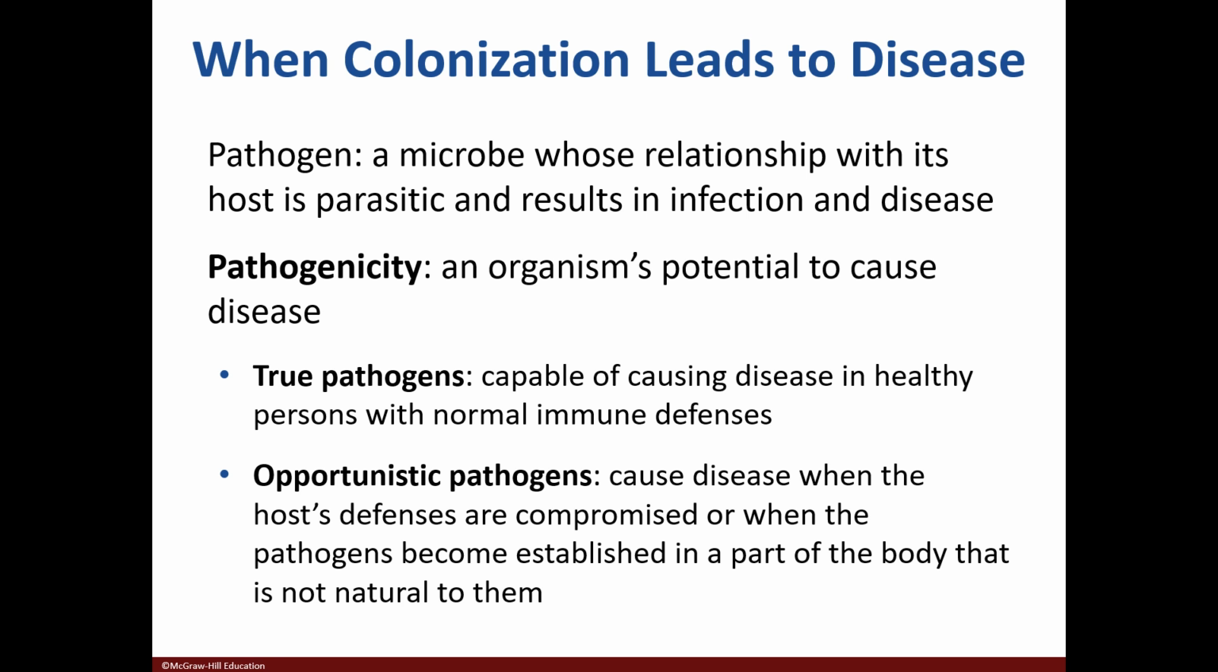A pathogen is a microbe that takes on a parasitic role and causes infection and disease. Pathogenicity is the ability of a microbe to cause disease. A true pathogen can cause disease in healthy individuals with a normally functioning immune system. An opportunistic pathogen causes disease whenever the host's defenses are down or when it can invade a different body location.